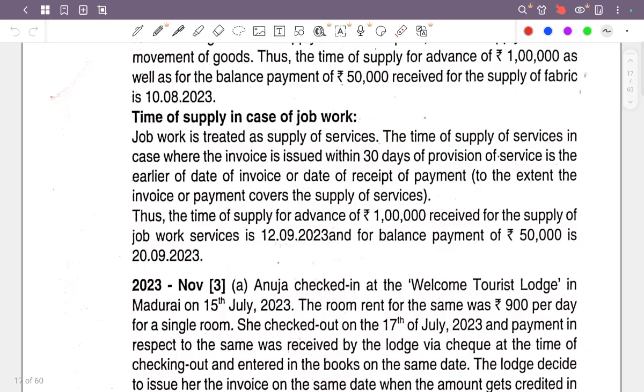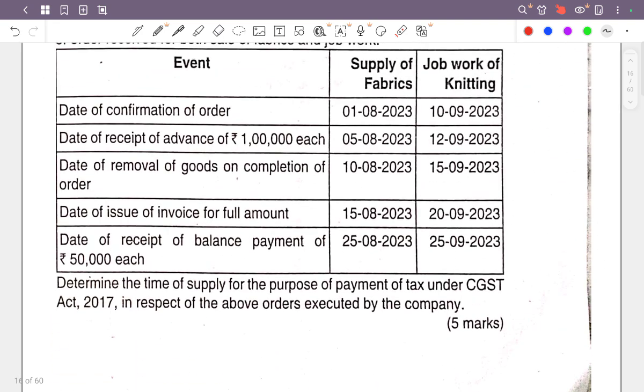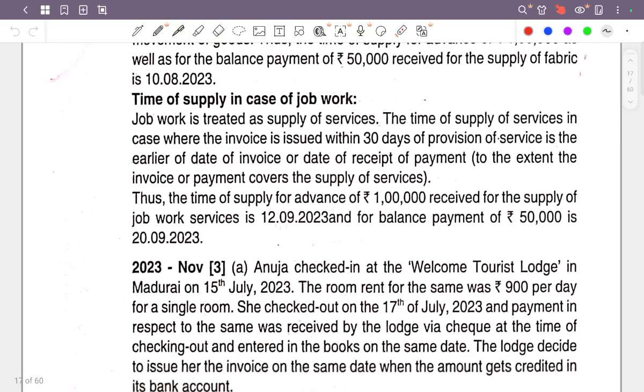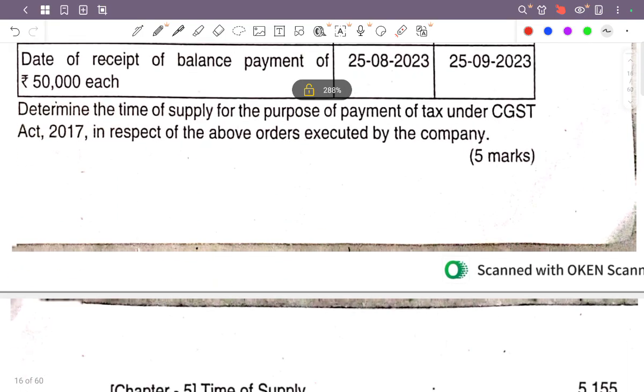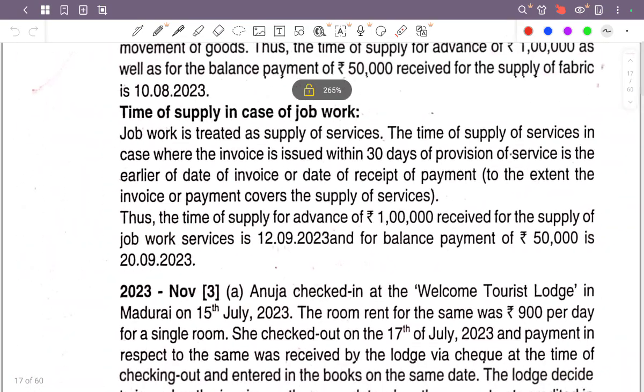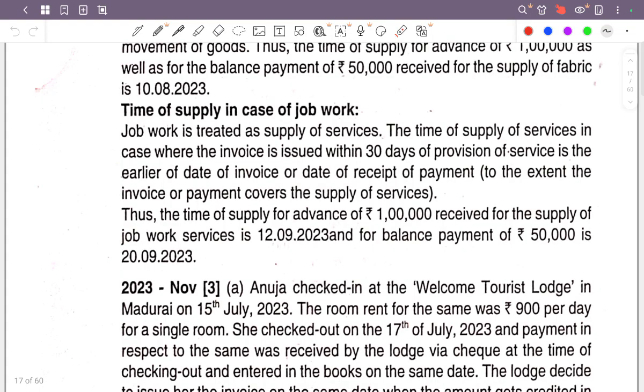So in this supply we have two dates. I received the advance on 12/9, and this is also a supply date. I completed my service on 15th, but I received the payment on 29th, and the full invoice was sent on 20th. So 29th and 12/9 are the dates of supply of service. We have both these dates, so you should understand this. Time of supply: in the case of services there are two supplies and two invoices, but in the case of goods only one invoice.